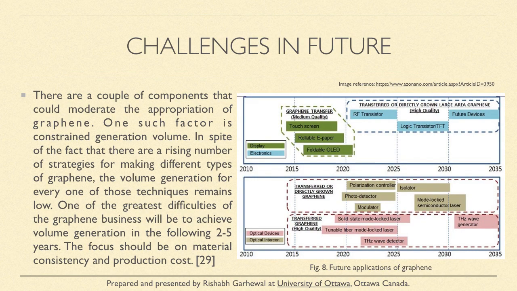Challenges in future. There are a few factors that could slow the adoption of graphene. One such factor is limited production volume. Although there is a rising number of methods of making various forms of graphene, the volume production for each of those methods stays low. One of the biggest challenges of the graphene industry will be to reach volume production in the next 2 to 5 years. The focus will have to be on material consistency and production cost.